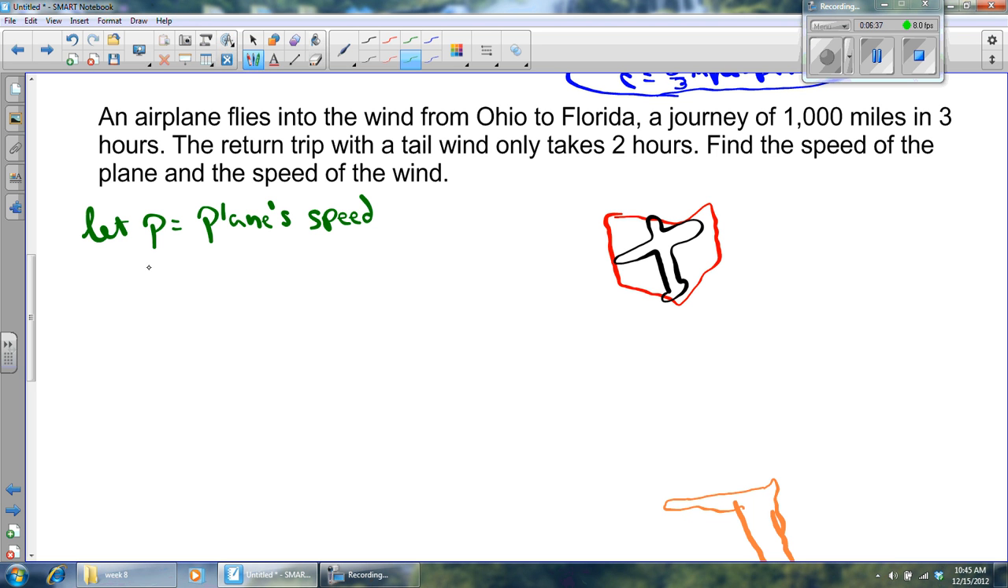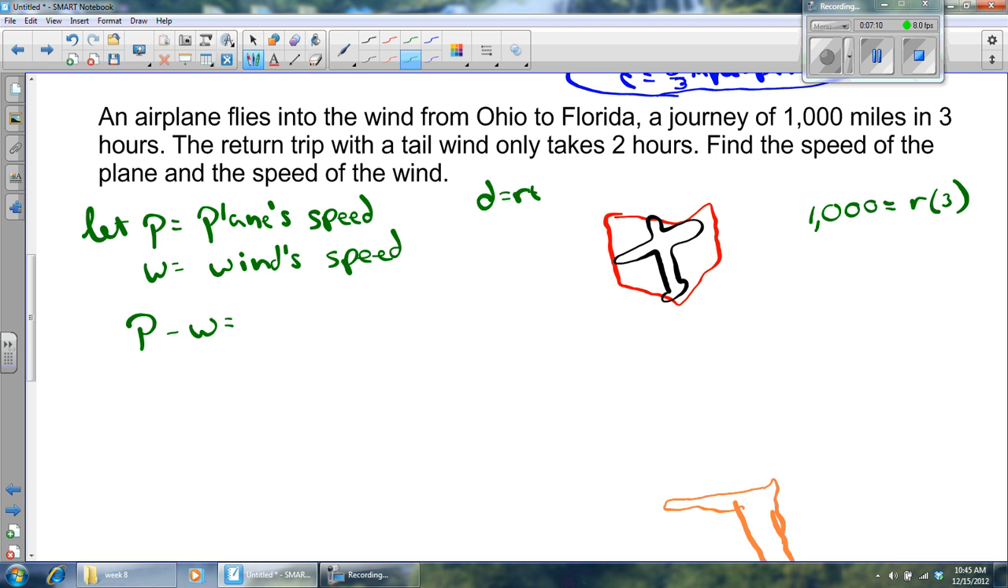Okay. And W equals the wind's speed. And so we're going to use our D equals RT again. The journey down takes 3 hours, a longer time than the journey up. So the first one is P minus W. And here I have to go and take 1,000 miles. And I don't know the rate. The time is 3 hours. So the rate is going to be 1,000 divided by 3.